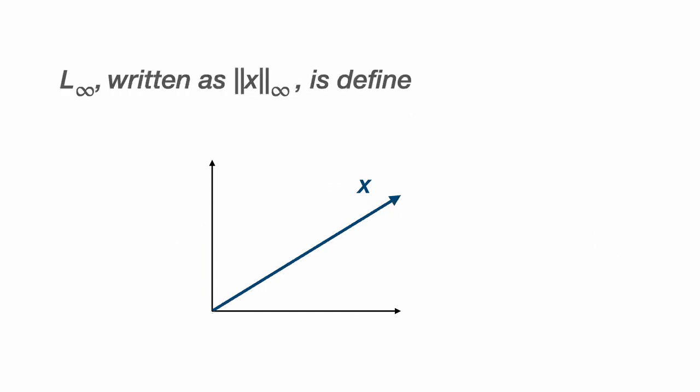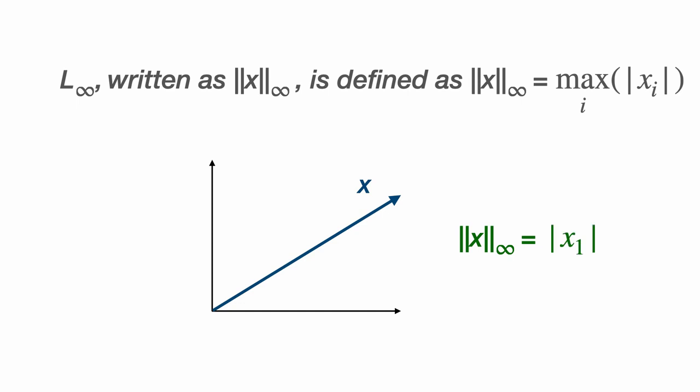A special example, called the L infinity norm, is the absolute value of the largest component of the vector, written as the max over all components of the absolute value of the components. So for example, here we have a two-dimensional vector x with two components, x1 and x2. Since x1 is greater than x2, the L infinity norm is simply the absolute value of x1.